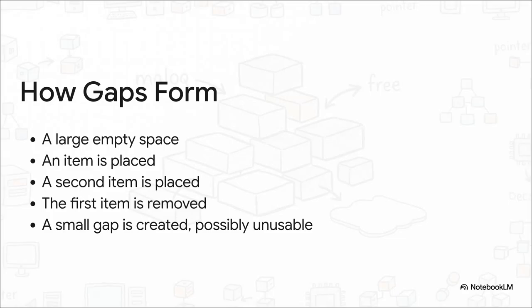Okay, so we start with a nice, big, empty shelf. An app comes along and puts an item on it. Then it puts another item right next to it. But then it decides it's done with that first item, so that gets removed, and boom, you've got a hole. Now that hole is technically free space, but if the next thing the app needs to store is big, that spot is completely useless. It's empty, but it's not helpful.